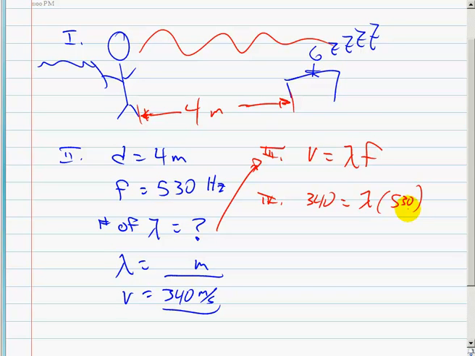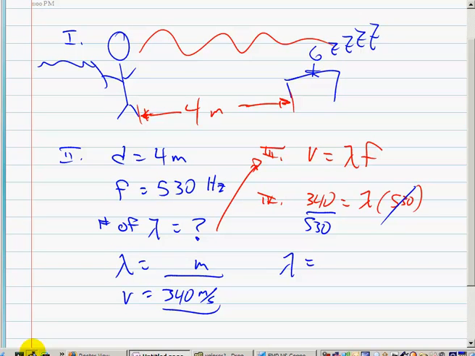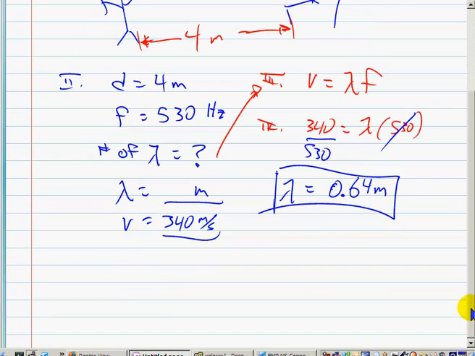So now it's a piece of cake. How do you solve for lambda all by itself? Divide both sides by what? 530. Get out your calculators, plug and chug, okay? You do yours, I'll do mine. You'll probably beat me because mine has to boot up. So I just do 340 over 530. Oh, this is slow. What do you guys get? Okay, we'll just go with what you have: 0.64. What are the units? 0.64 meters, okay?